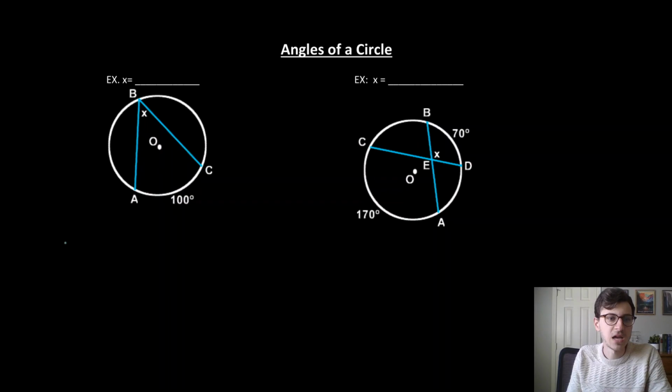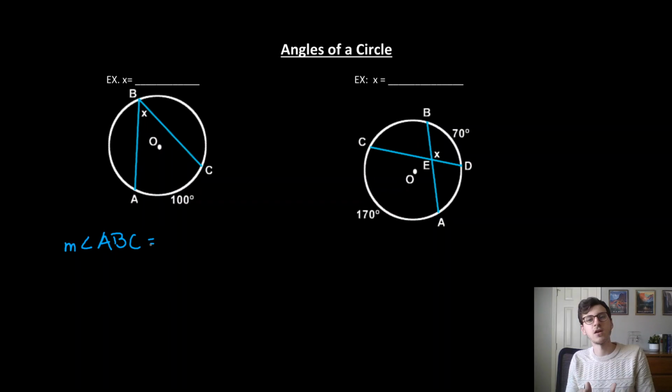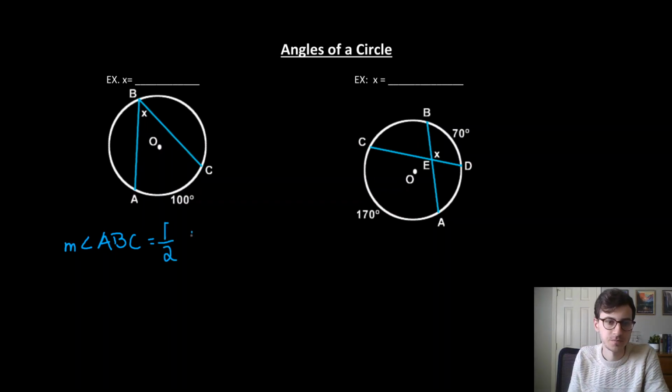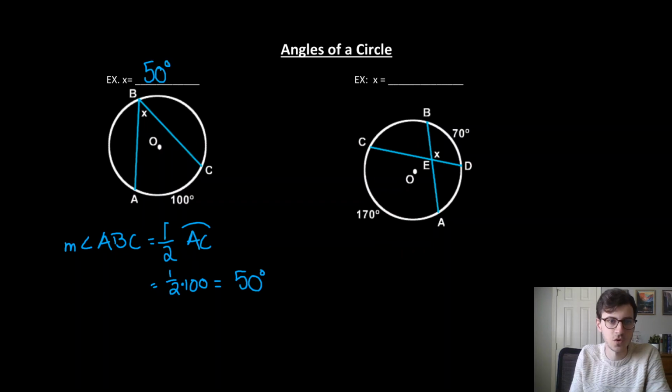So the measure of angle ABC, an inscribed angle, is half the measure of the intercepted arc. Okay, so then, what's my intercepted arc? I'm told it's 100, and 1/2 of 100 is 50 degrees. So X is 50 degrees. That's the measure of that angle. Okay, let's look at our next example.